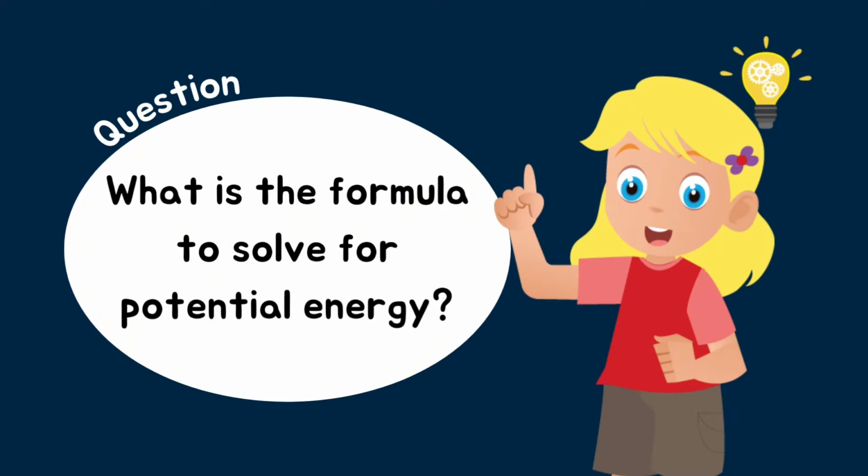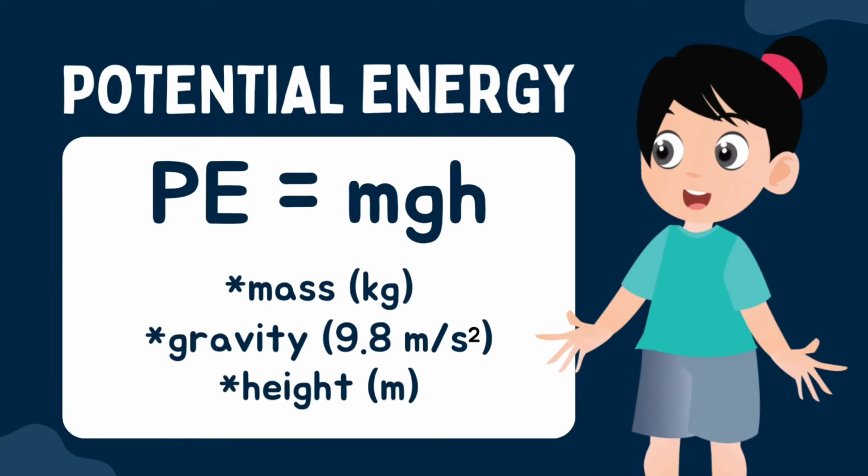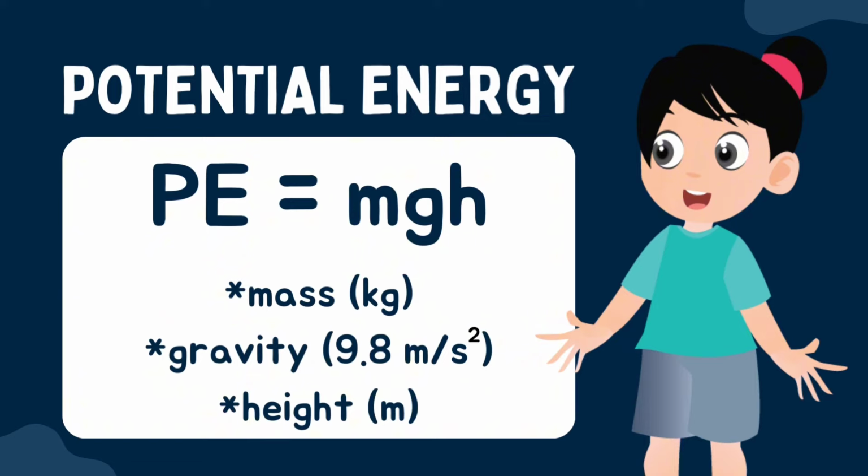Now, what is the formula to solve for potential energy? The formula to solve for potential energy is PE is equal to M times G times H, where PE stands for potential energy, M stands for mass in kilogram, G stands for gravity, which is always 9.8 meters per second squared, and H stands for height in meters.